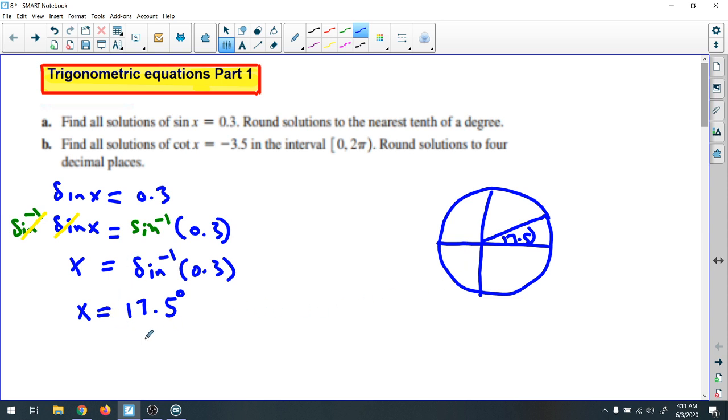When you have sine, you make sure that you add to your solution 2 pi k. That means not just 17.5 is a solution, but also if you spin around 360 and again 360 and again 360, you could have the same ratio. In the radian system, you could say 2 pi k, or in the degree system, you could say 360 k or n. It doesn't matter. So plus 360 n or k, or you could say plus 2 pi k.